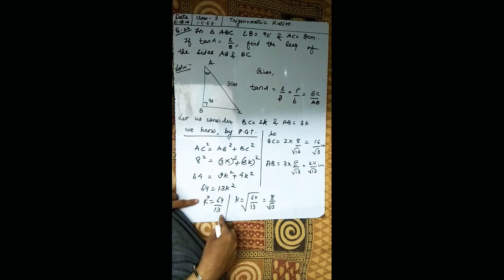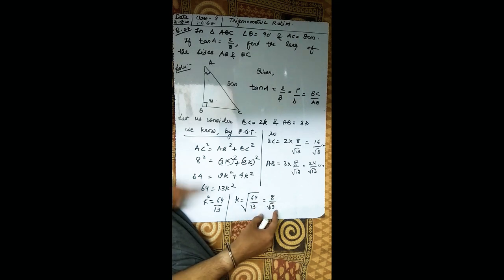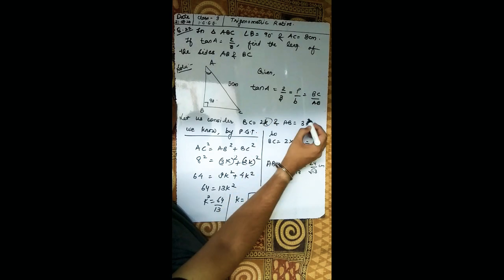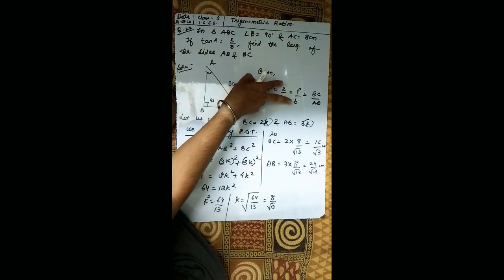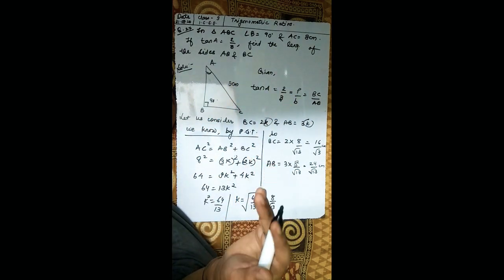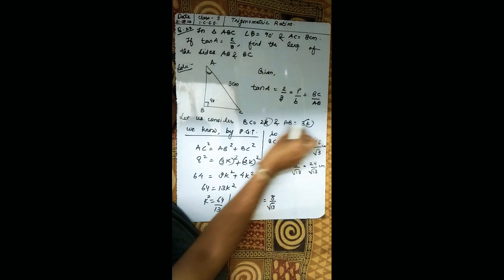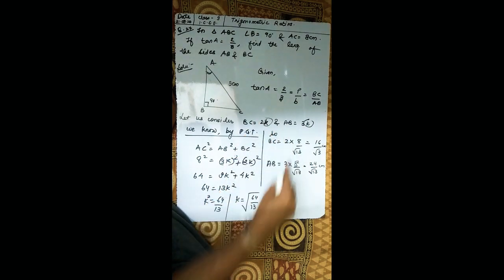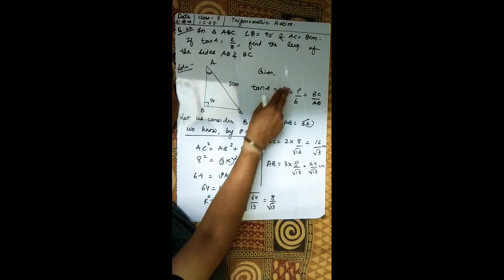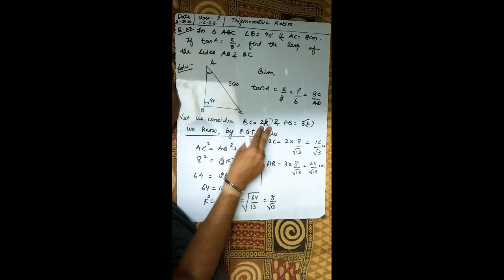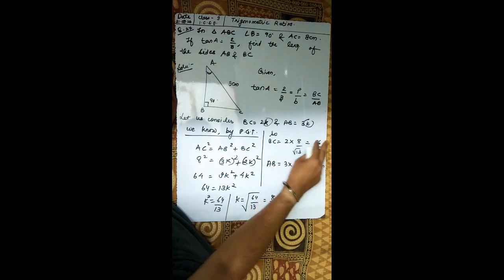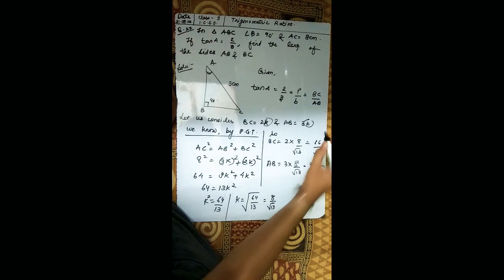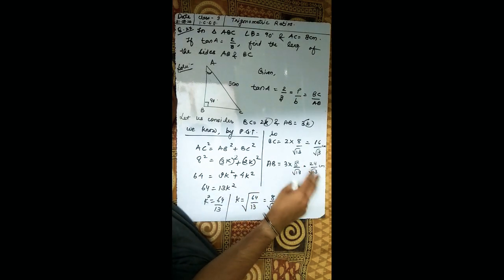k square will be 64 upon 13, or k will be under root of 64 upon 13, that is 8 upon under root 13. So we got that particular factor by which we want to multiply to remove the ratio, that means to write it in the proper form. We got the value of k. So BC will be equal to, what is BC? 2k. So BC is equal to 2 into the value of k, that is 8 upon under root 13, so 16 upon root 13, and AB will be 3 into 8 upon root 13, 24 upon root 13.